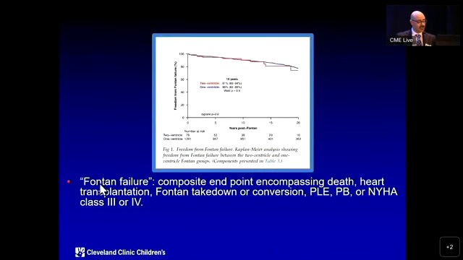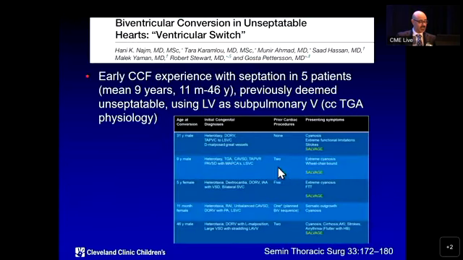And what they really found when they looked at a composite endpoint encompassing death, heart transplantation, Fontan takedown conversion, PLB, PLE, plastic bronchitis, or heart failure, that composite endpoint did not differ between Fontan circulation that had 2 ventricles versus 1 ventricle. And it's based on this data that the team at the Cleveland Clinic has really tried to push forward with septation. This is the early experience that was published a few years ago. So we really have many more patients now that hopefully will publish.